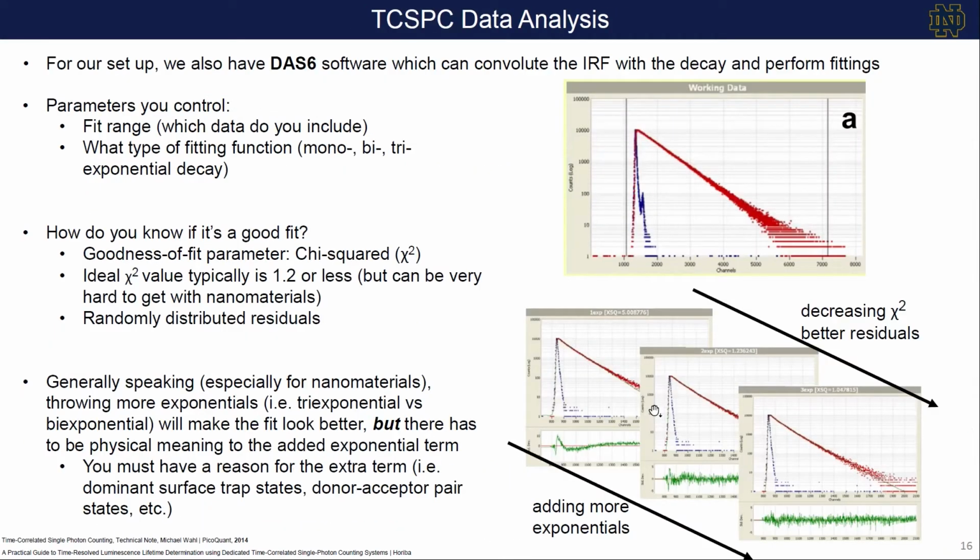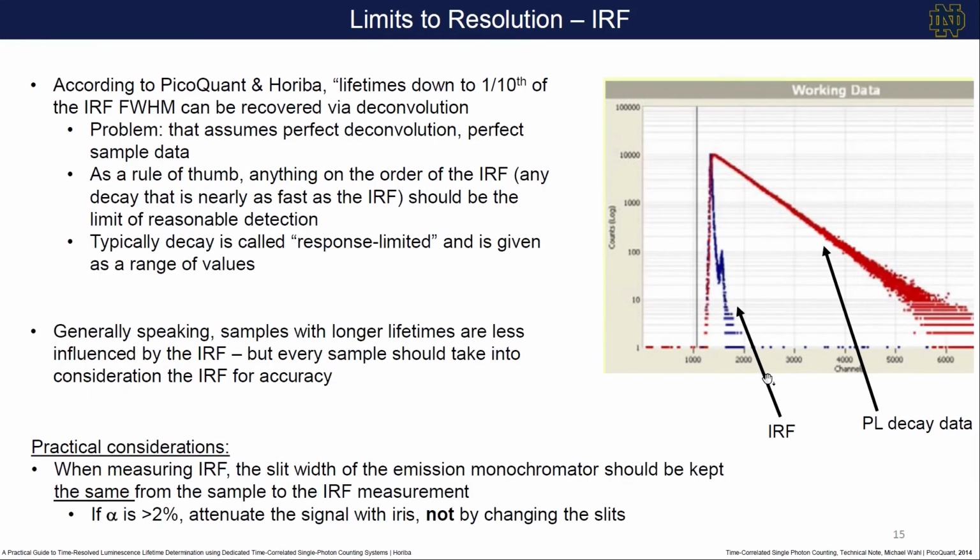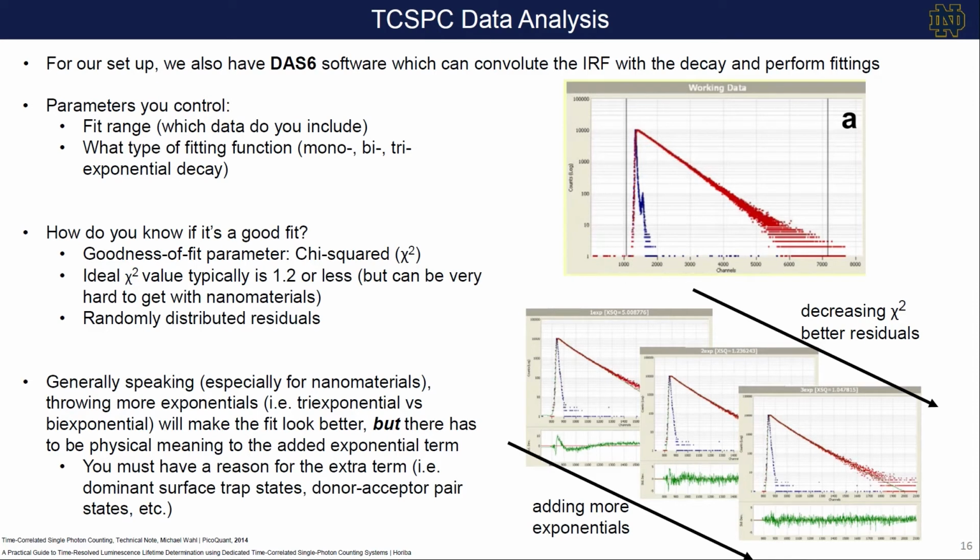So, wow, that's a lot of stuff that I just talked about in terms of analysis. But luckily, in terms of this commercial system that we have, it's shipped with this DAS6 software, which can do this convolution of the instrument response function and the actual decay, so that we can get accurate fittings. So going back to this slide, as I mentioned, there's a mathematical convolution here, but luckily this software, and many other softwares like it, do this heavy lifting for you.